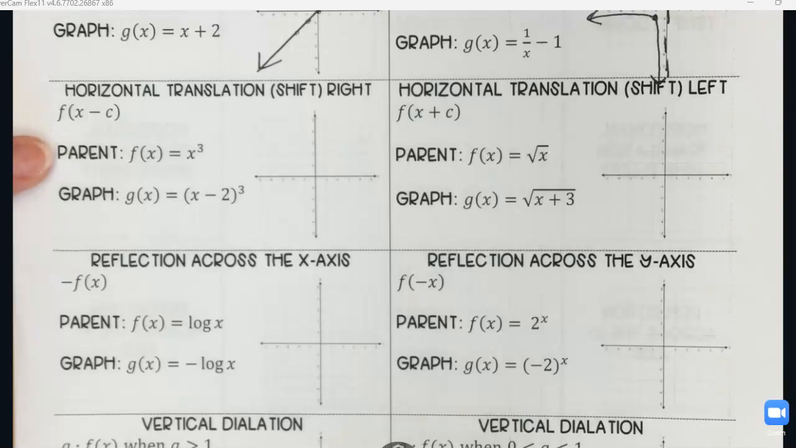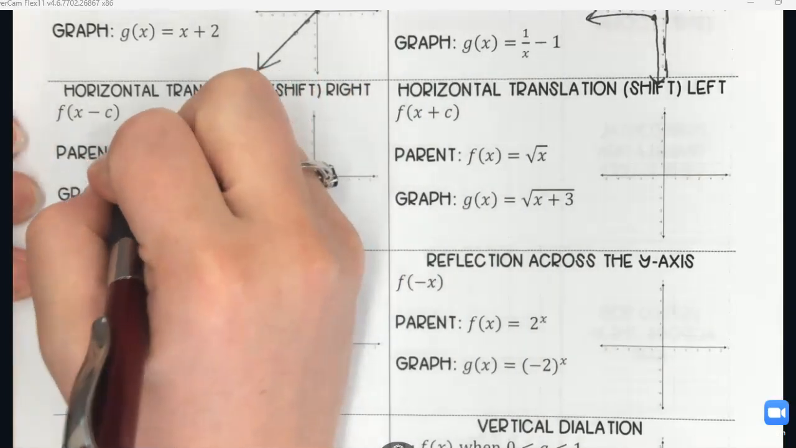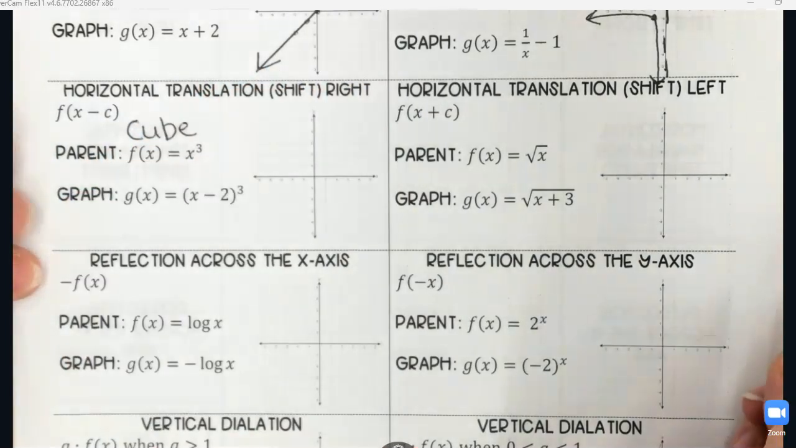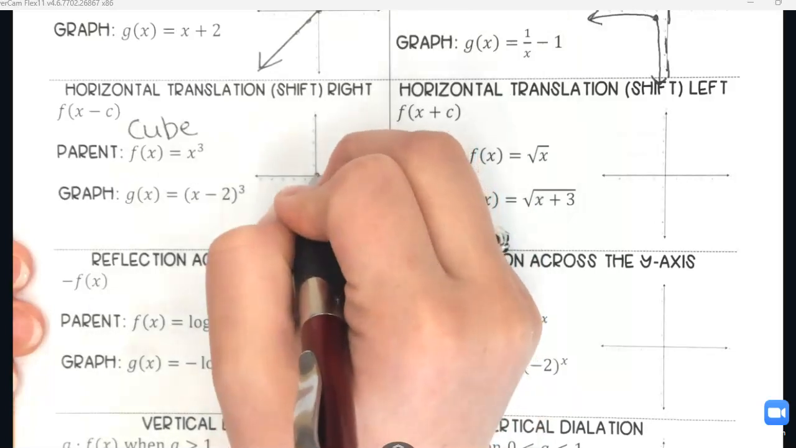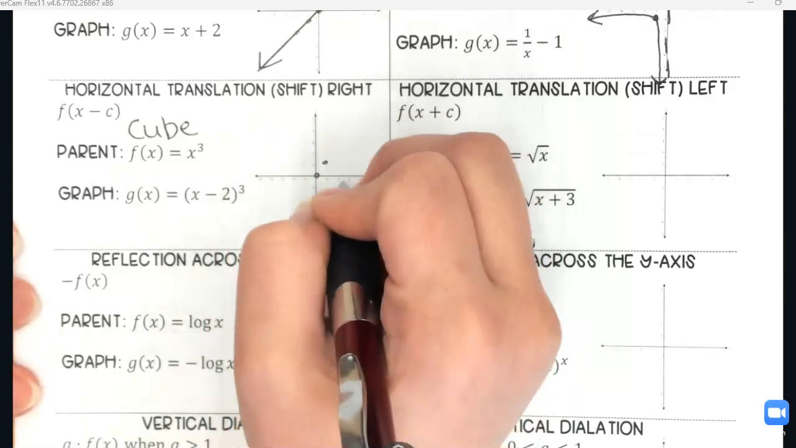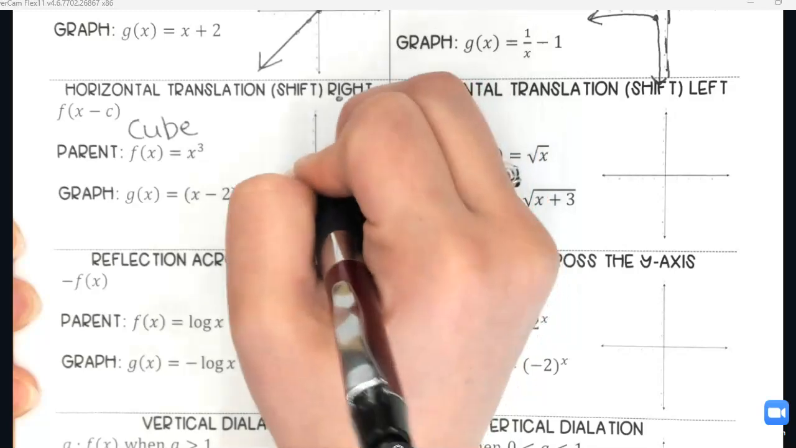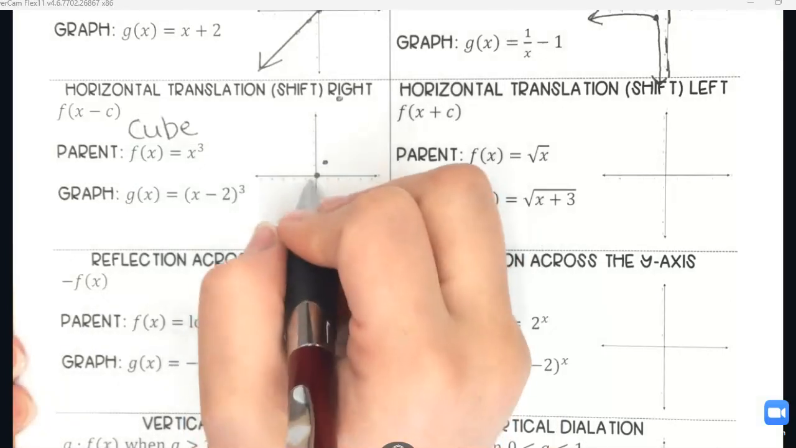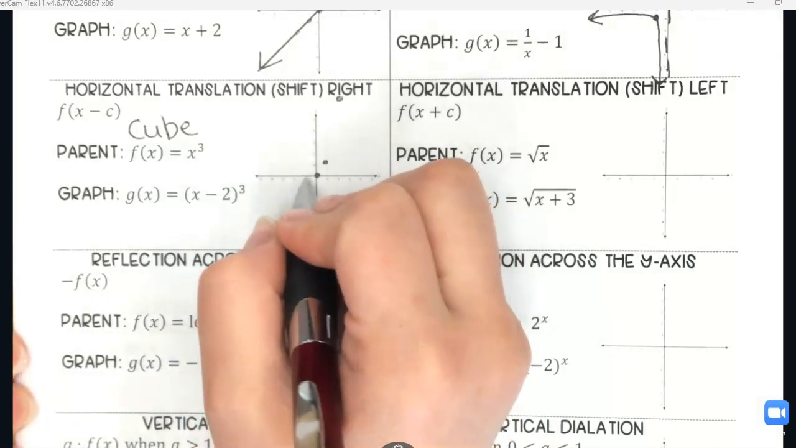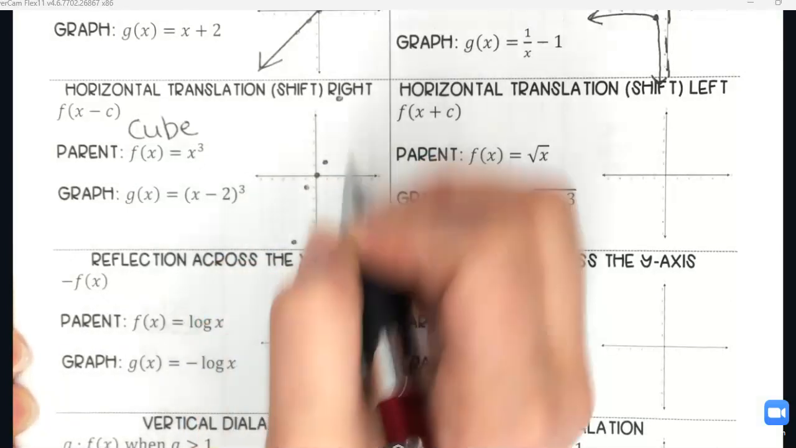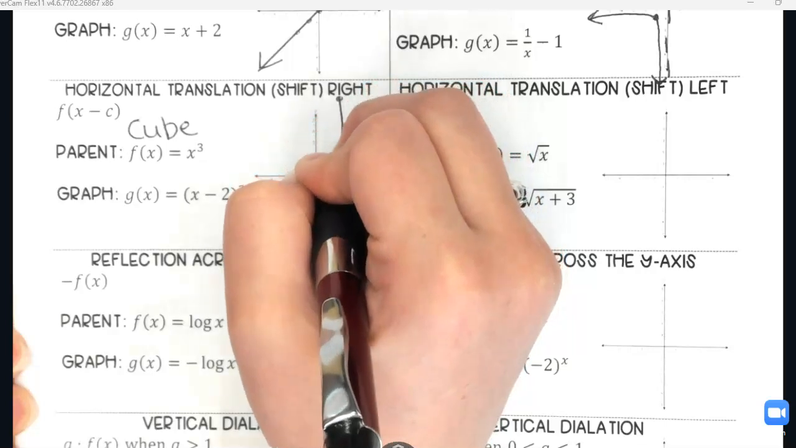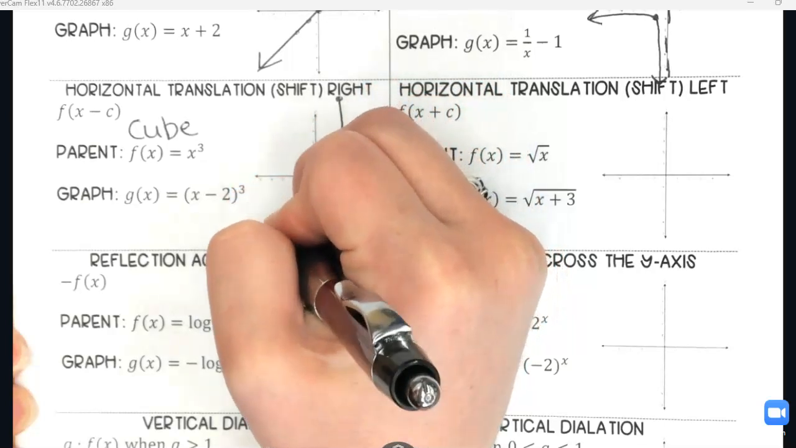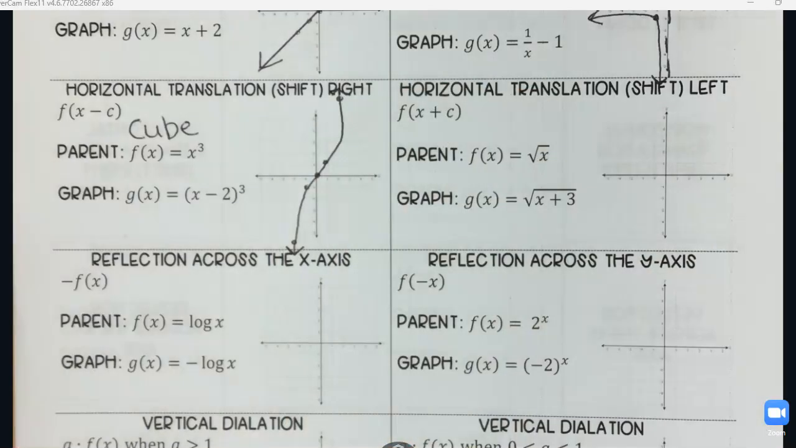Moving on to the next row, this parent function is our cube parent function. Some critical points there: (0, 0), (1, 1), (2, 8), which is a little off the graph, but I want to try to eyeball it so I can get a clear picture of the shape of our graph. (Negative 1, negative 1) and (negative 2, negative 8). Same story about being a little bit off of our graph, but getting all 5 of those points gives us a clear shape.